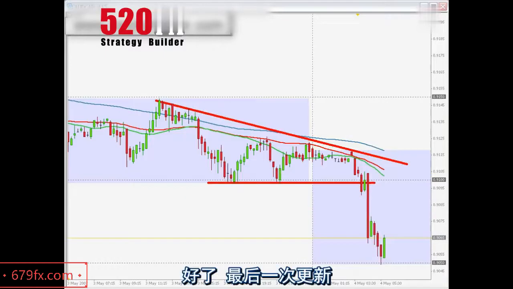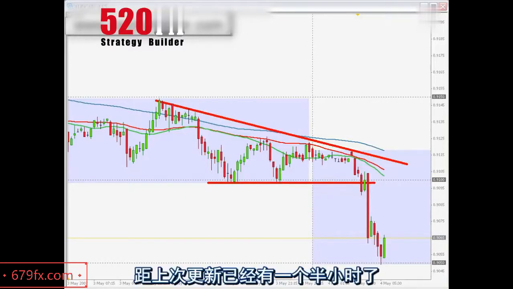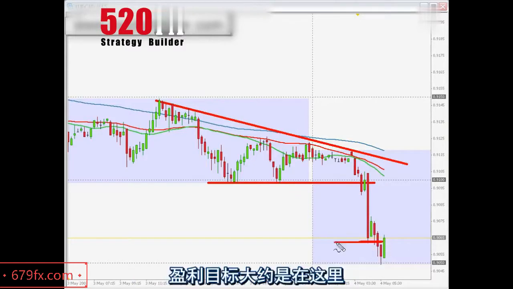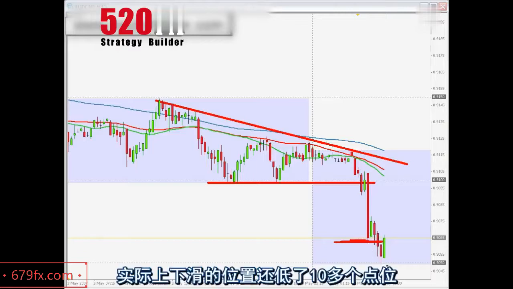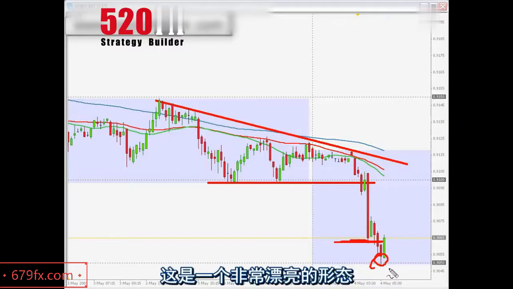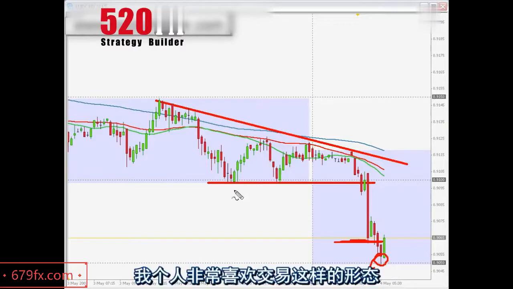Hi guys, just a final update. It's been about an hour and a half since the last update. So you can see the target was definitely met. It was somewhere around here, and it actually shot about 10 pips lower than that. Once again, this type of setup has followed through. It's a beautiful setup, one that I like trading myself very often.